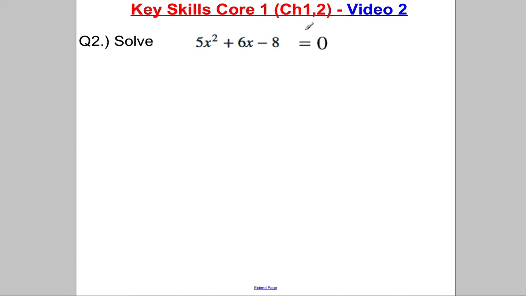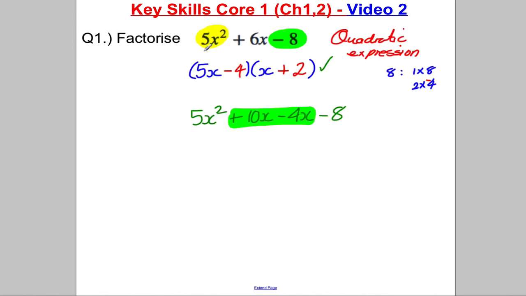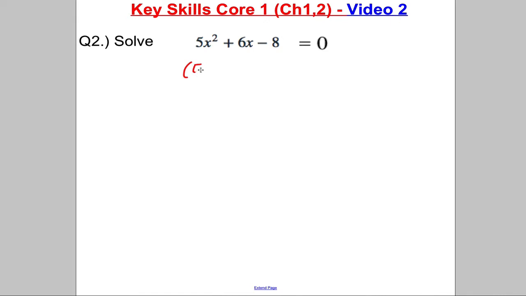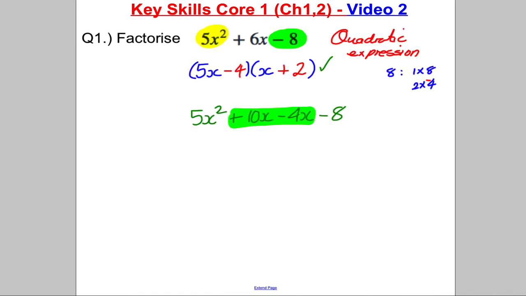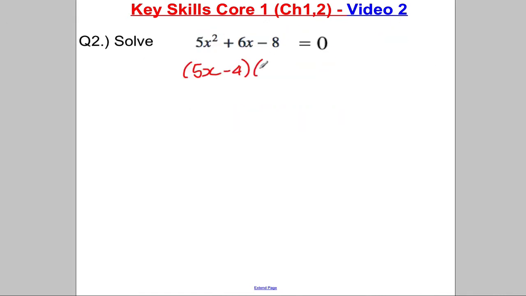Question 2. We've been asked to solve the quadratic expression we've just factorized equal to 0. We can solve it equal to 0. So we always try and factorize. Because in question 1 we know it factorizes as follows, we are going to straight away write 5x subtract 4, x plus 2 must equal 0. And therefore this gives us that either 5x subtract 4 is 0, or x add 2 is 0.